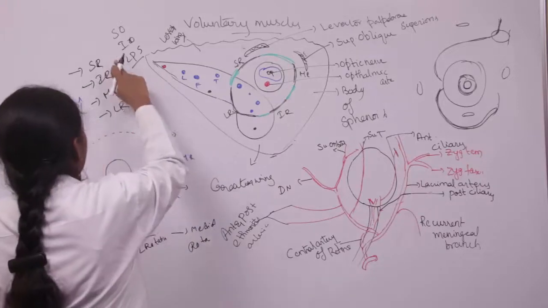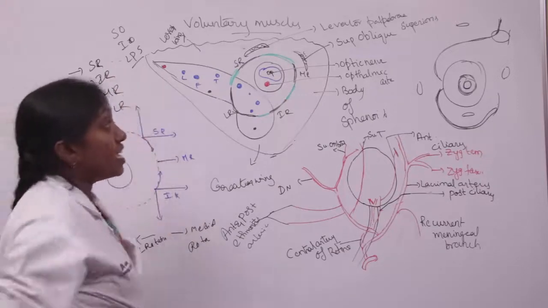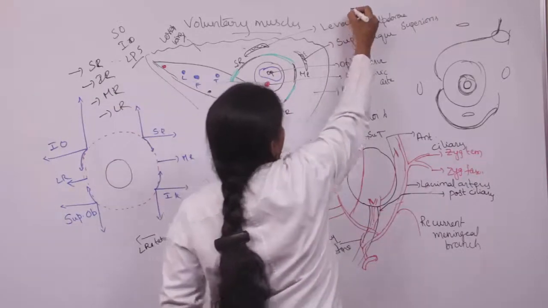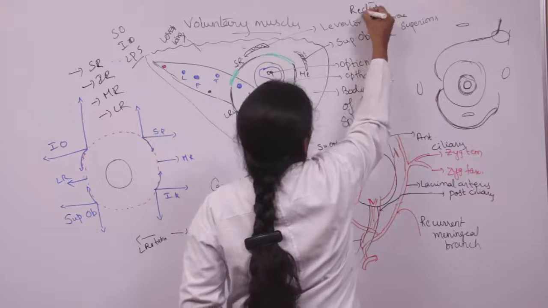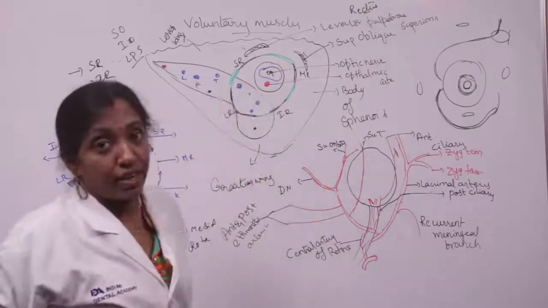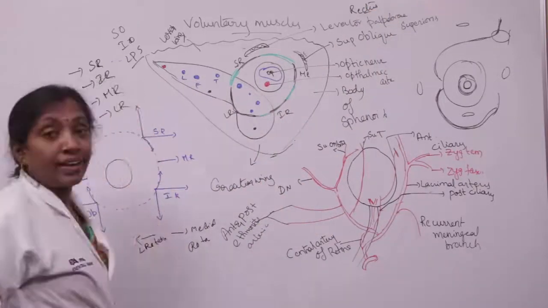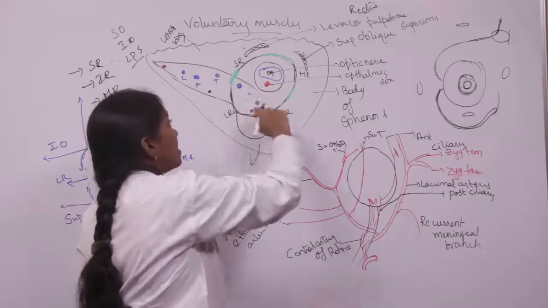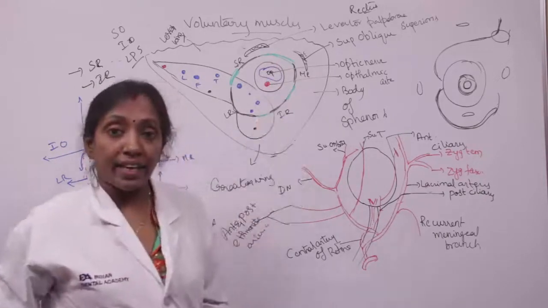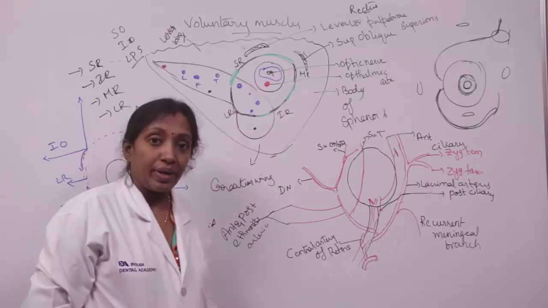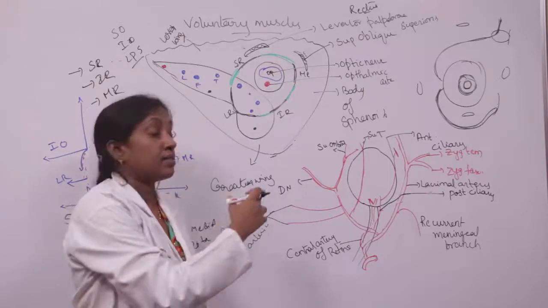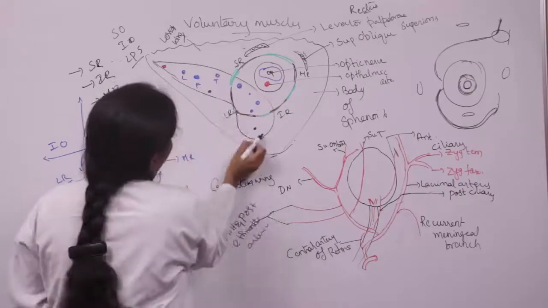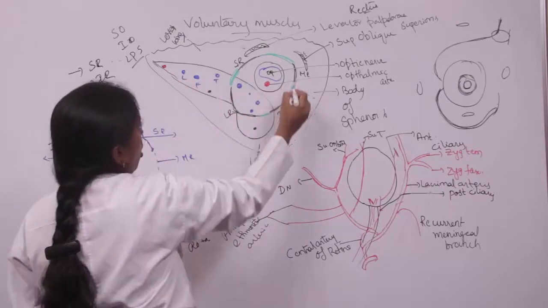We have the superior rectus, inferior rectus, medial rectus, and lateral rectus. All the recti muscles arise from the common tendinous ring present in the superior orbital fissure. This common tendinous ring occupies the middle part of the superior orbital fissure. So this is the superior orbital fissure, and this is the common tendinous ring.